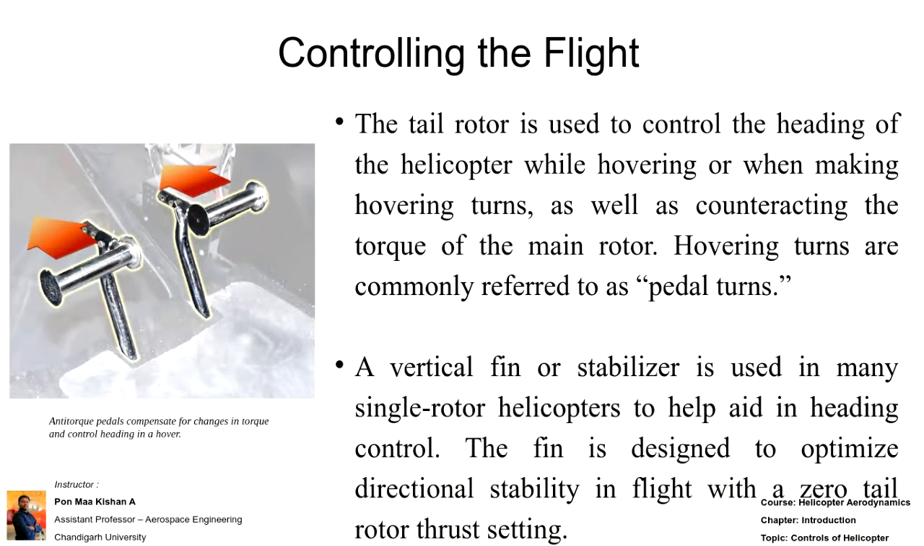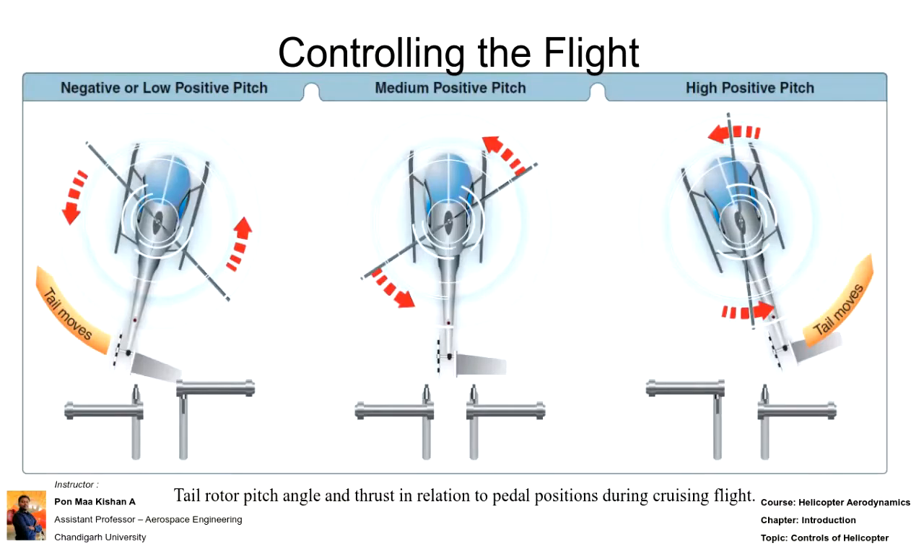So let's see how the pedals are going to behave in this. I will show in the next slide. If the pilot wants to turn, that is yaw movement, if he wants to perform the yaw movement, not banking. For banking, he will be using the cyclic pitch control in order to change the direction during hovering.